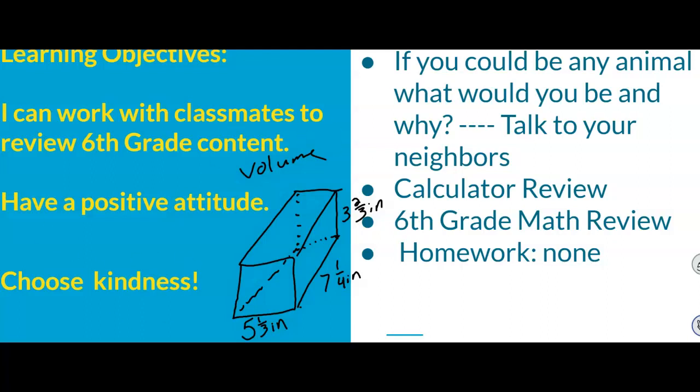Right, to find the volume, we take length times width times height. Our length is 5 1/3. Our width is 7 1/4. Our height is 3 2/3. When you type this into your calculator, what do you get, Ella? 141 7/9 inches cubed.